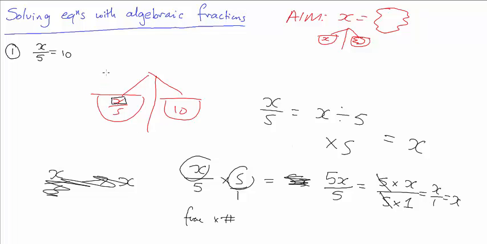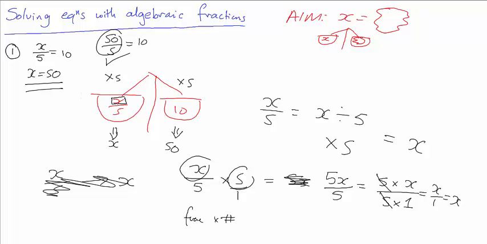So yes, we times both sides by 5 here. And when we times this side by 5, we get x. And obviously this side is going to be 50. So our answer to the first one was x equals 50. And again, double check it. Look, 50 over 5 equals 10. And yes, 50 over 5 does equal 10. So that's the first one.